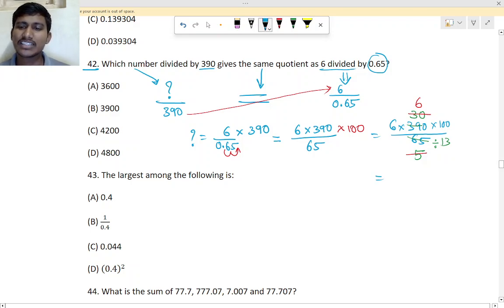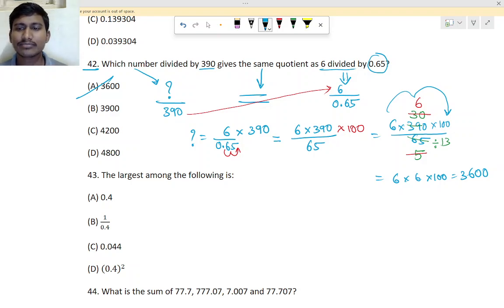So answer will be how much now? What is remaining? 6 into 6 into 100. Right? So 6 sixes are 36. 36 into 100 is how much? 3600. Understand? Okay, write it down.